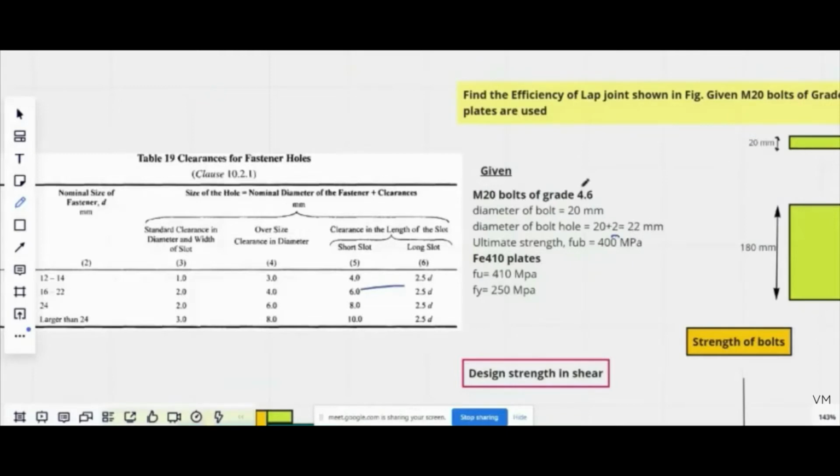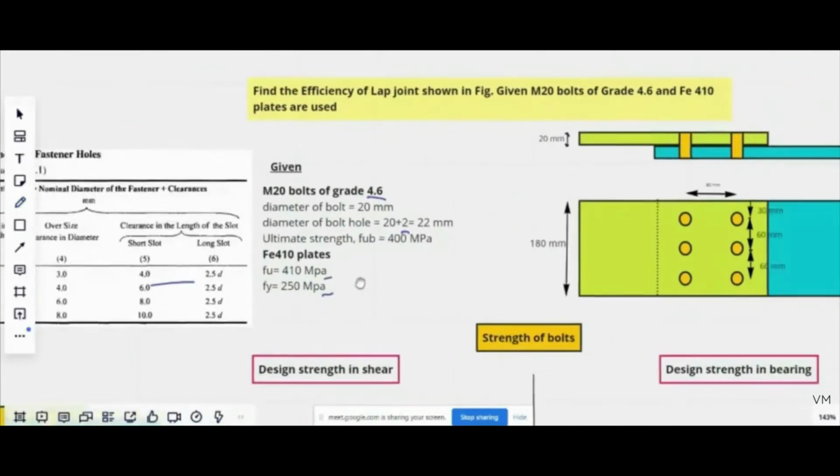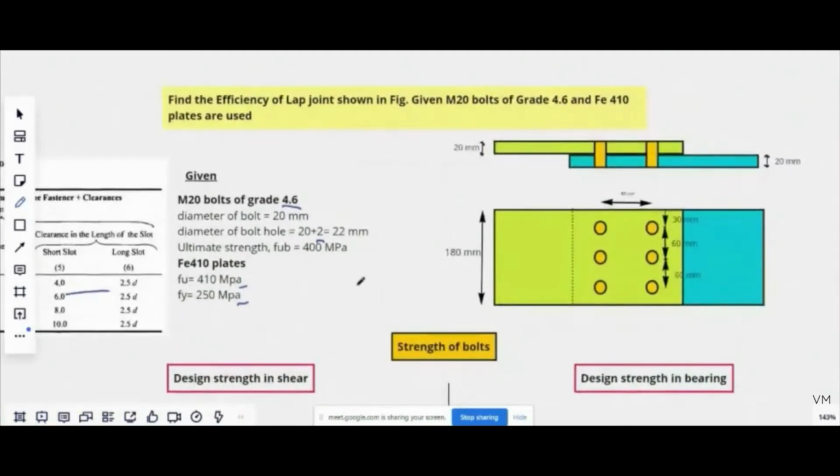The given grade of bolt is 4.6, which means that the ultimate strength of the bolt is 400 megapascals. Fe 410 plates are given, which means the ultimate strength of the plate is 410 megapascals and the yield strength of the plate is 250 megapascals. What they have asked in the question is to find the efficiency of the joint.